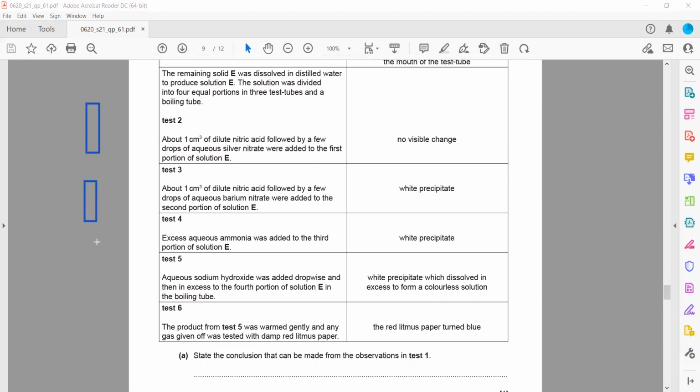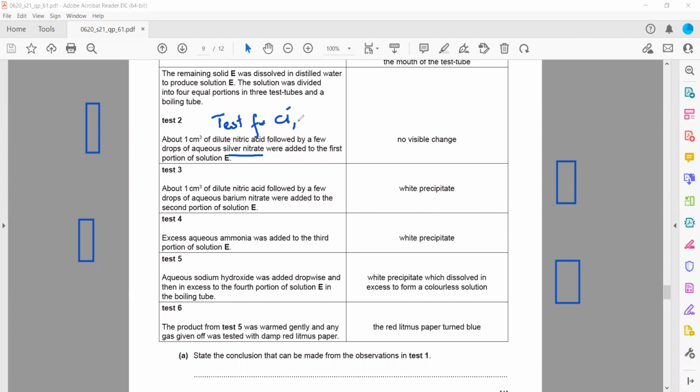Now test 2: about 1 cm cube of dilute nitric acid and a few drops of silver nitrate. You have to identify what this test is for. Whenever we add nitric acid followed by silver nitrate or lead nitrate, this is a test for halide ion. It is used to identify whether chlorine, bromine, or iodine is there. If this does not give a positive result, with no visible change, this test indicates that compound E does not contain any halogen; no halide ion is present.